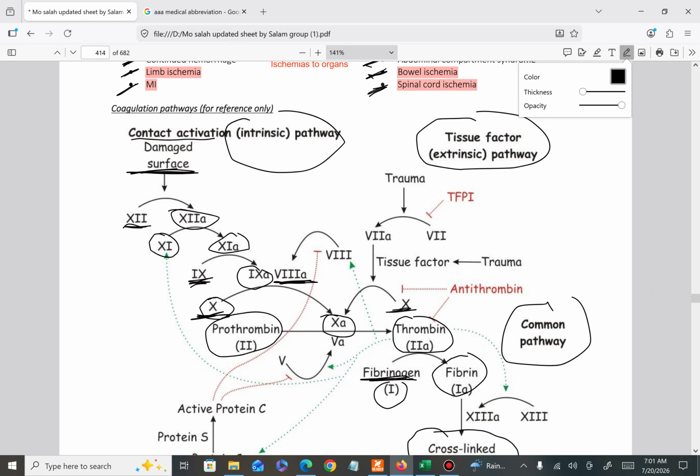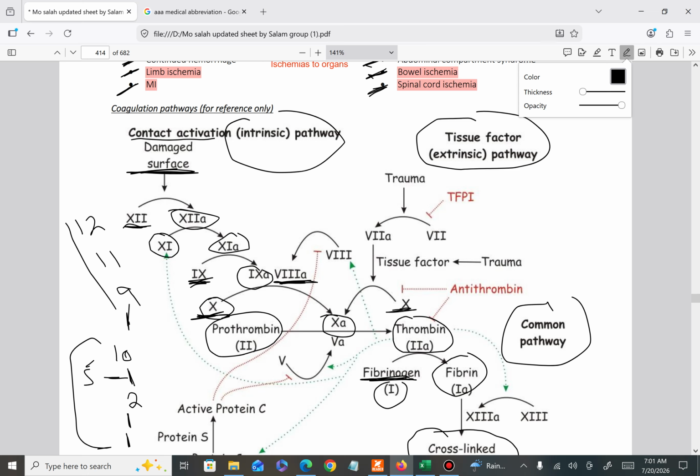Okay, so the intrinsic pathway includes factor 12, then factor 11, then factor 9, and then the common pathway. Factor 9 activates factor 10, then factor 10 will activate factor 2 with the help of factor 5, and then factor 2 will activate factor 1. So this is the common pathway. This is the intrinsic pathway.